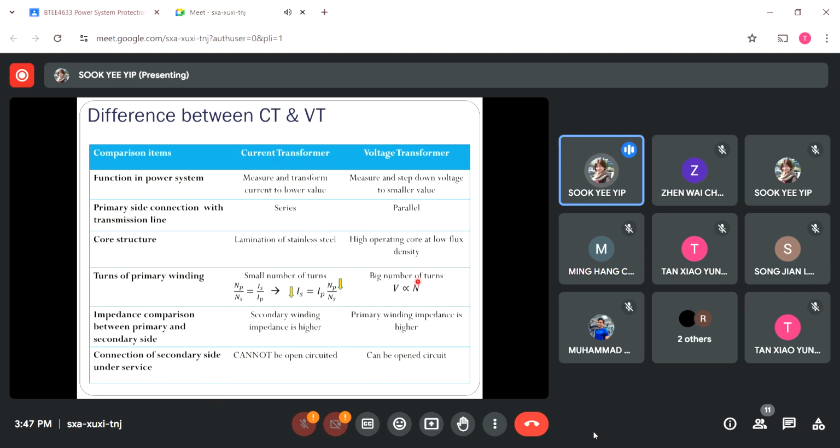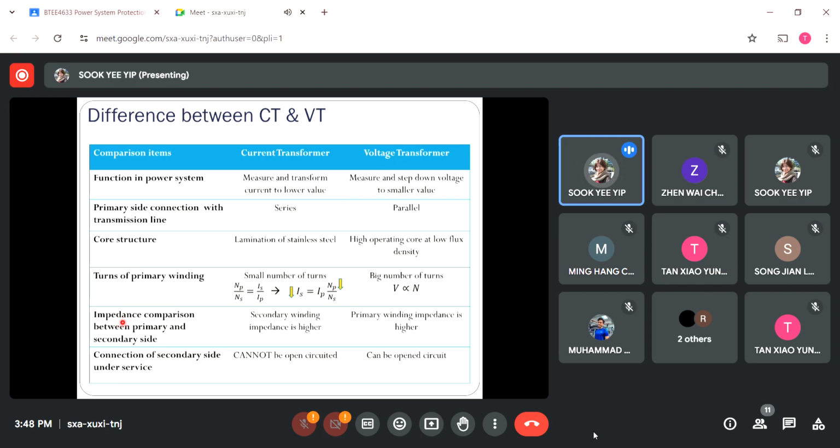But how about for voltage transformer? Remember, we have seen this relationship where the magnitude of the voltage generated at the voltage transformer is directly proportional to the numbers of turns. So we know that this is a step down transformer, so the primary side will have a much higher voltage value. So in terms of primary numbers of turns, it will be much bigger as compared to the secondary side. All right, so that is in terms of numbers of turns.